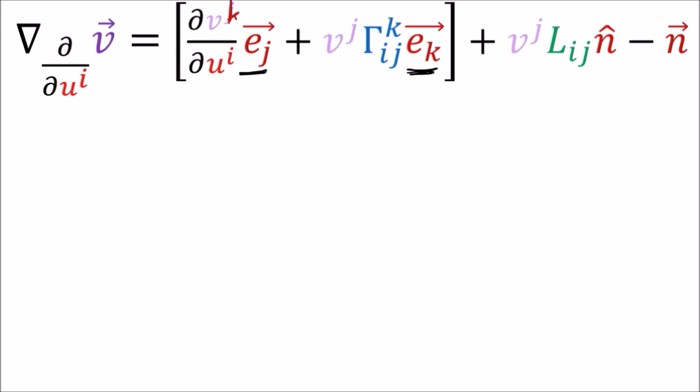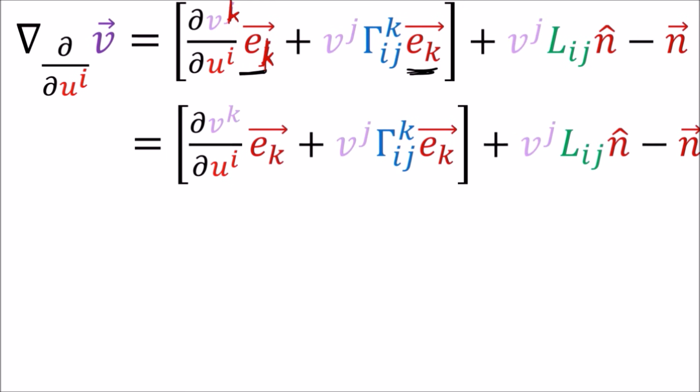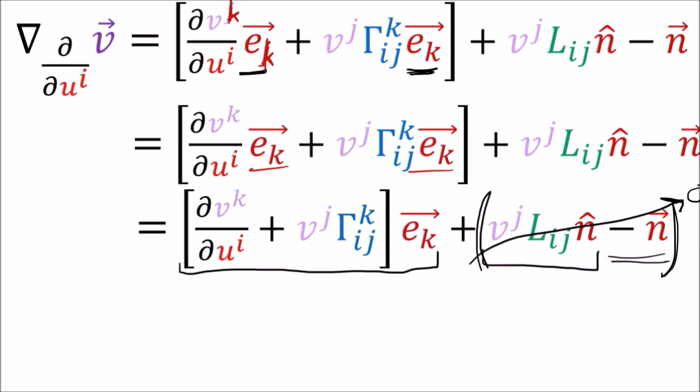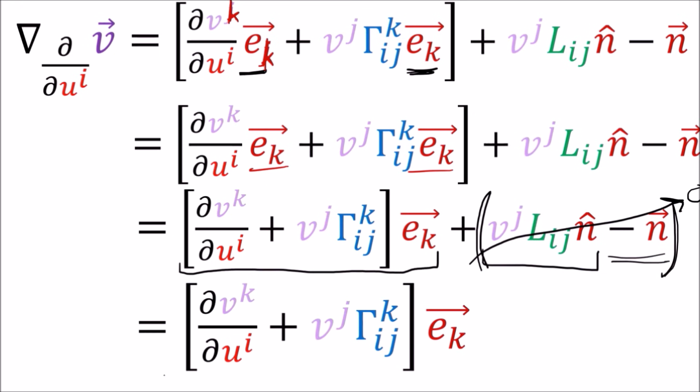So I'm just going to change this summation index here to k, because for the summation we can use any index we want, the index doesn't matter. And now I can factor out the ek basis vectors like this. Okay, so looking at this expression, all of this exists in the tangent plane because it's made of tangent basis vectors, and that means that the entire normal component of the partial derivative is here. And since we're subtracting away the normal component, these just cancel out. And so we're left with this, which is our final formula for the covariant derivative.